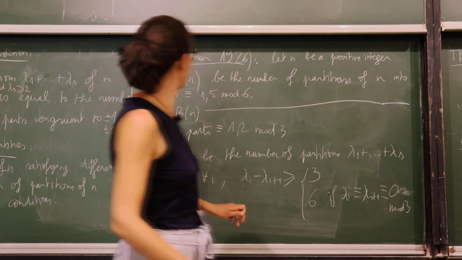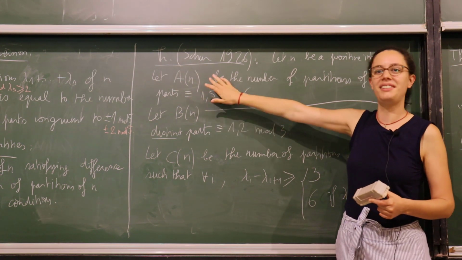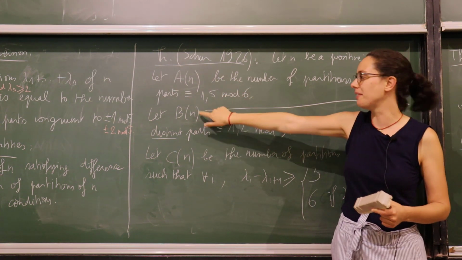Okay, so I will first show you why it's relatively easy to see that A of n and B of n are equal.